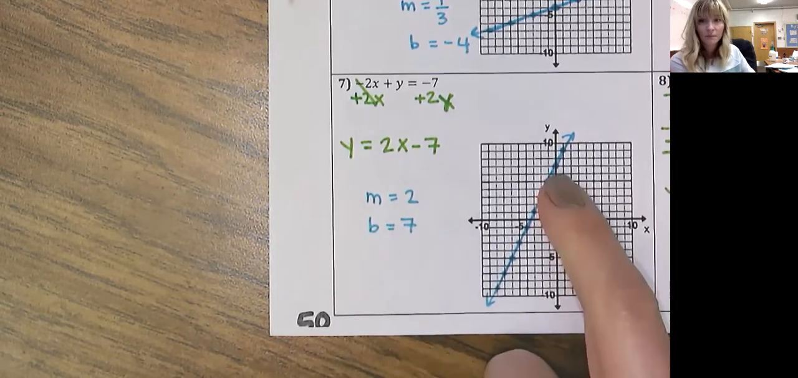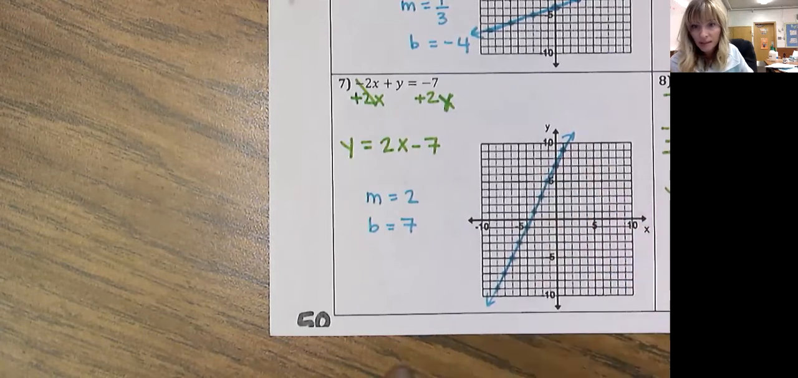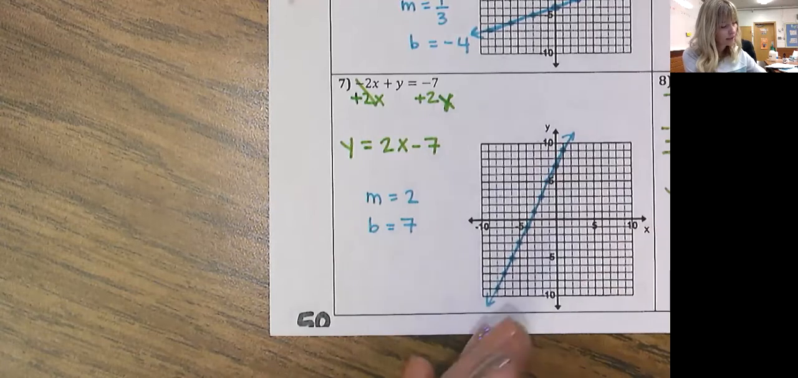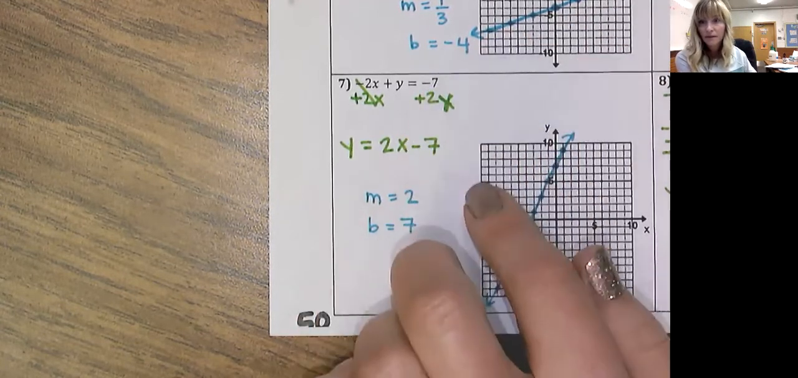So look what I did. I started up at 7 and I went up 2 over 1. Then I already ran out of space there, so I did a bunch of times this way, but make sure your line has a positive slope. If it doesn't, make sure you fix that.